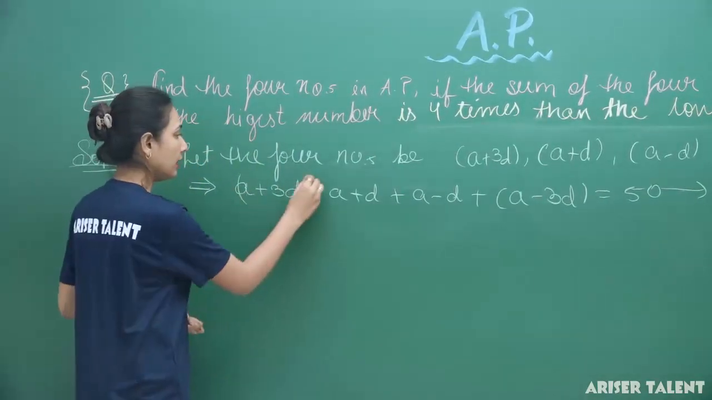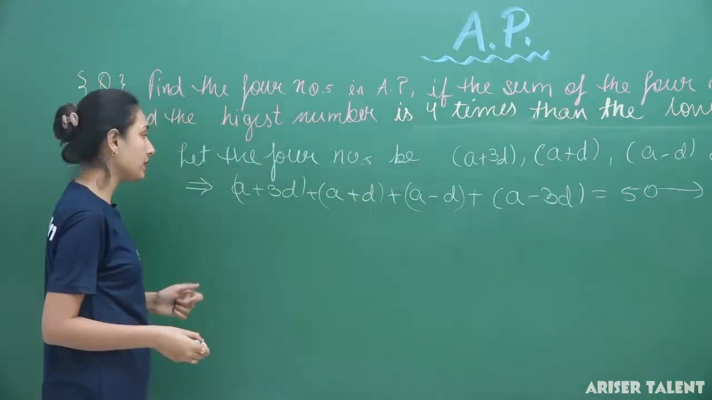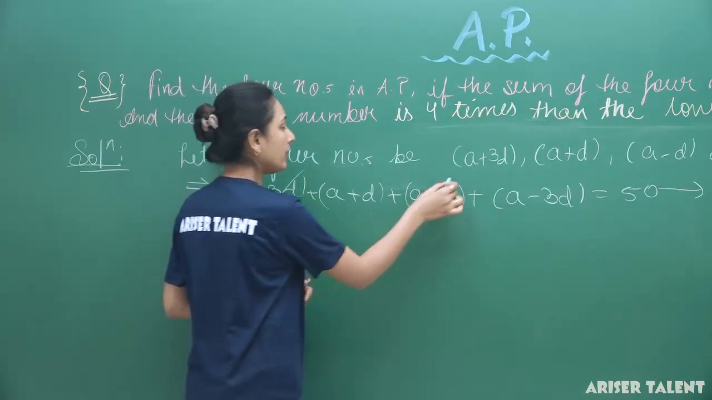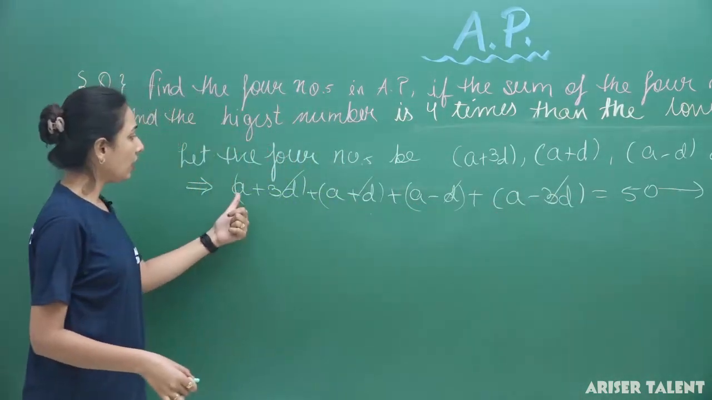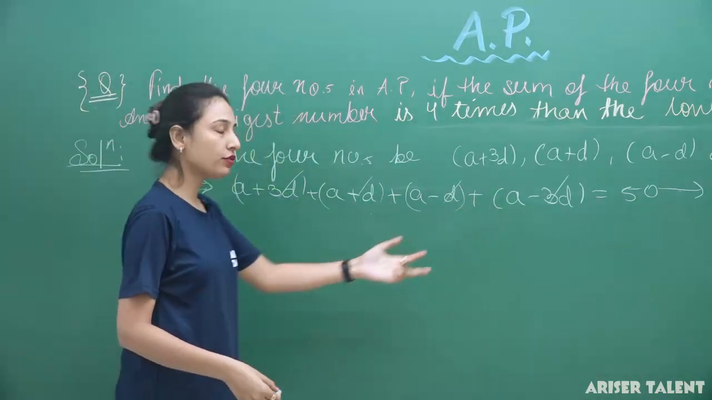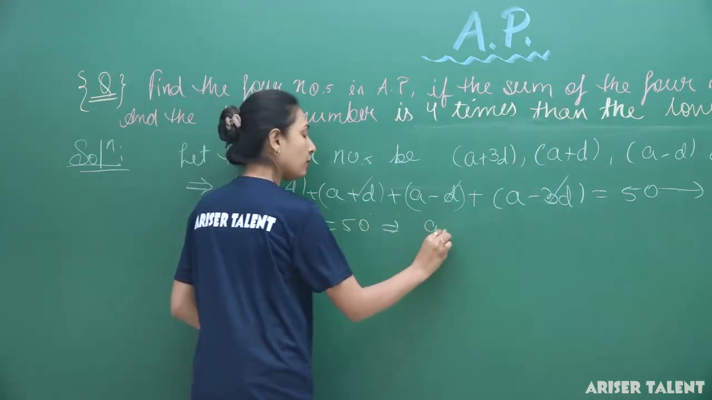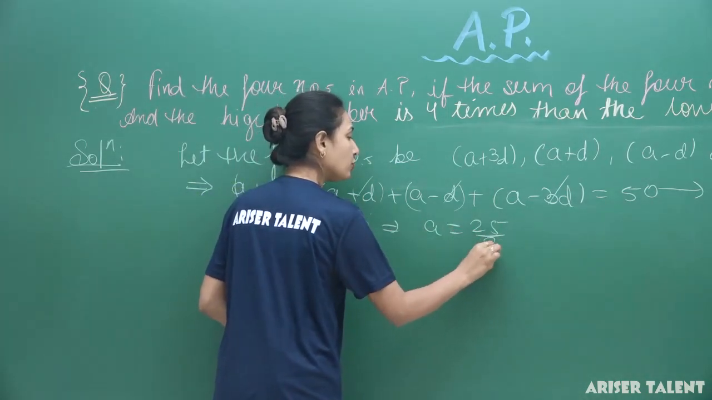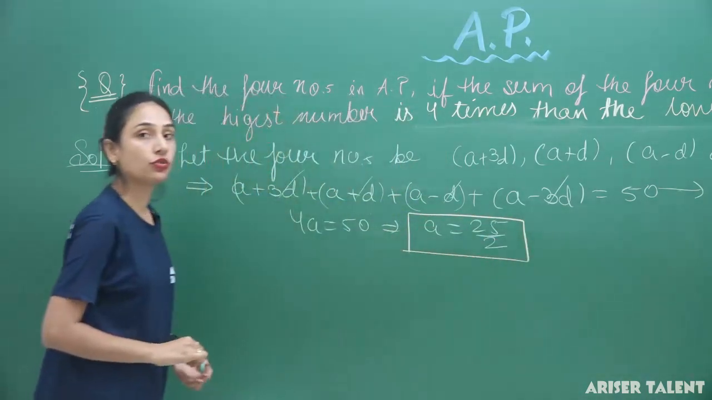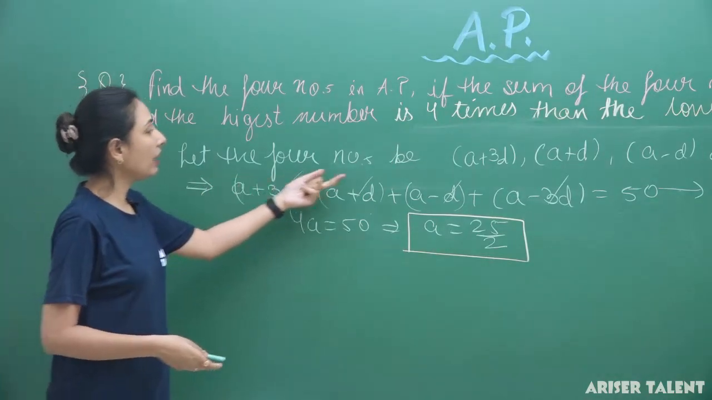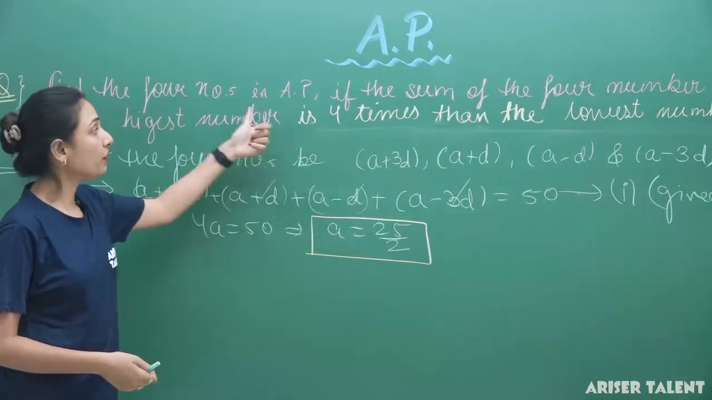So this is the first term, second term, third term and the fourth one, right? Here 3d cancels, d minus d cancels, 1, 2, 3, 4, 4a equals 50, which implies that a equals 25 by 2, isn't it students, right? A equals 25 by 2. We have solved till this point with the first information.